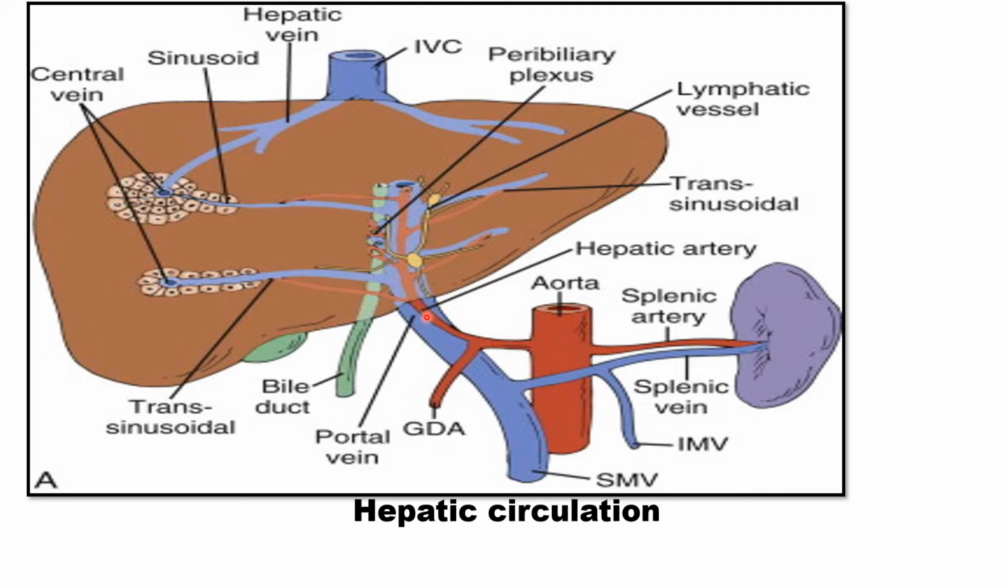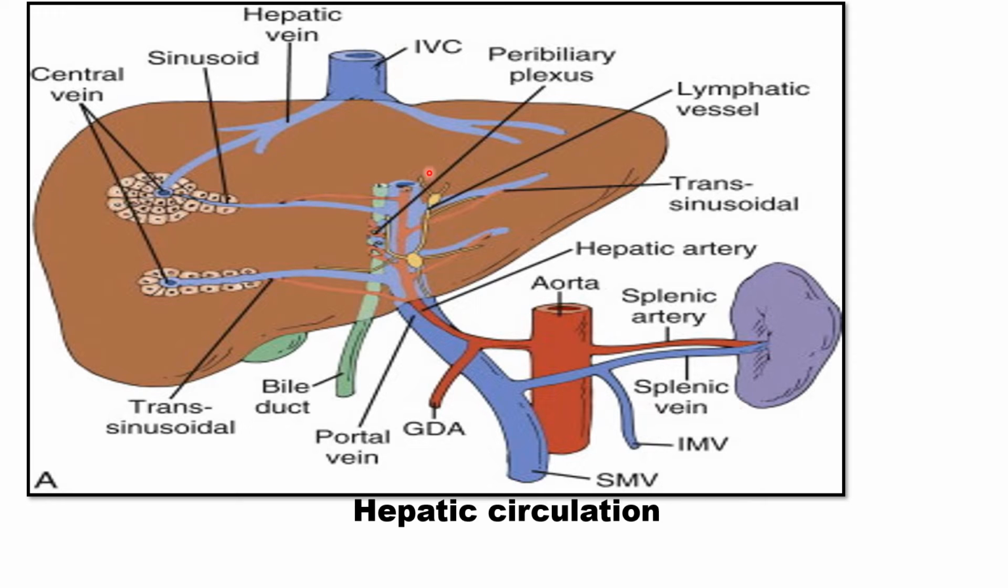Now this portal vein again splits into venules, and these venules are converted into sinusoids. And what are sinusoids? Sinusoids are low pressure vascular channels. These sinusoids collect the blood and drain it into the central vein, and then via the hepatic vein into the IVC, the inferior vena cava.